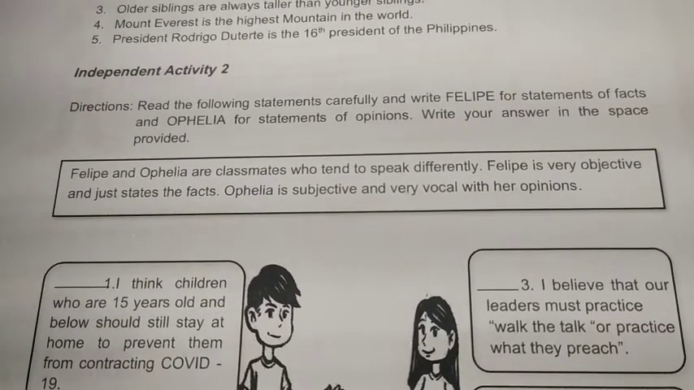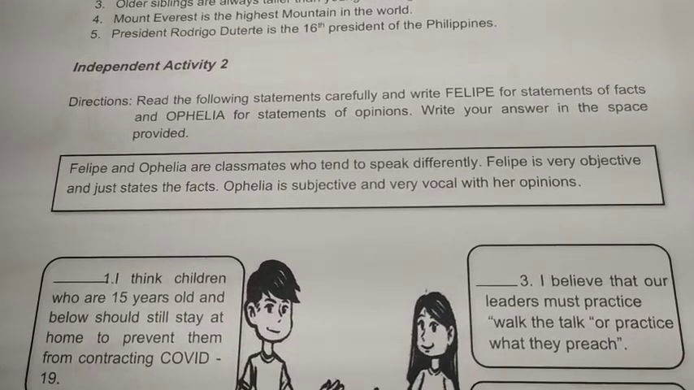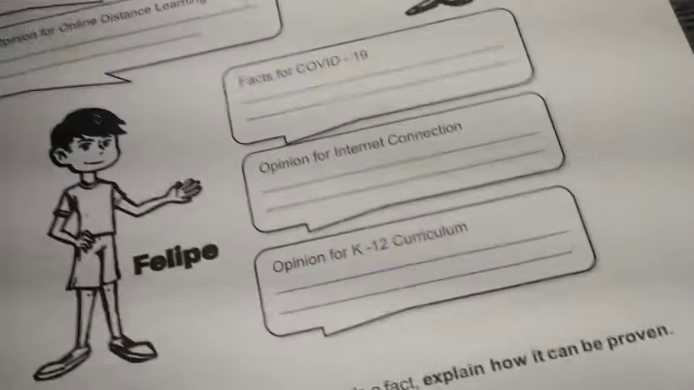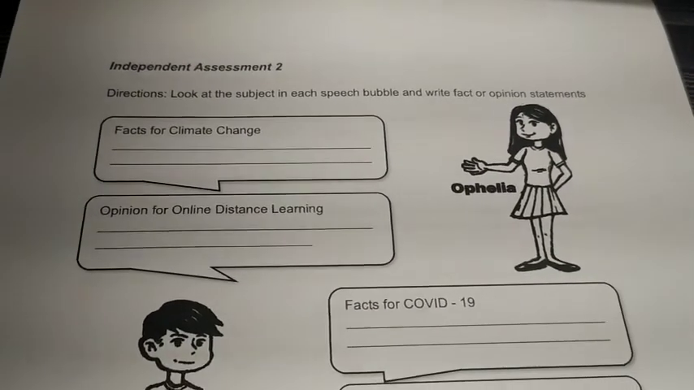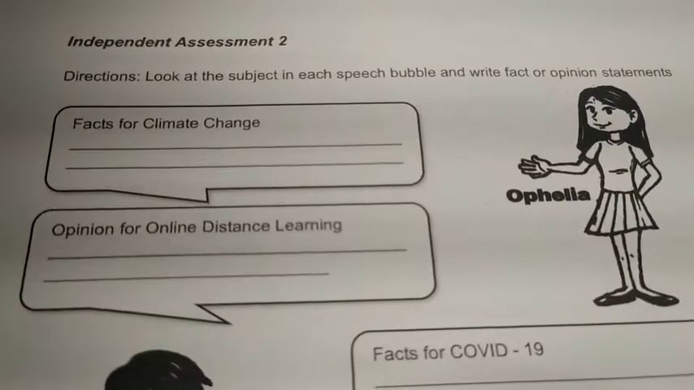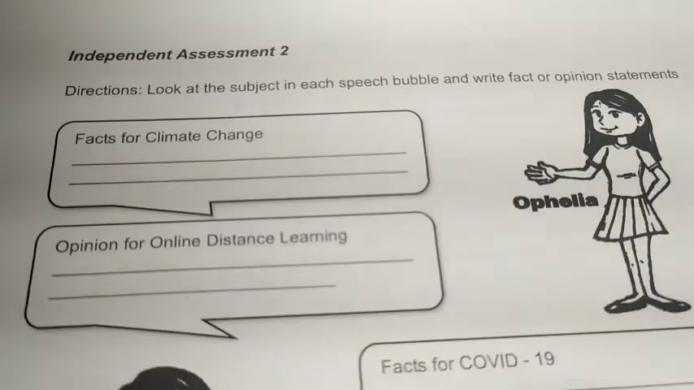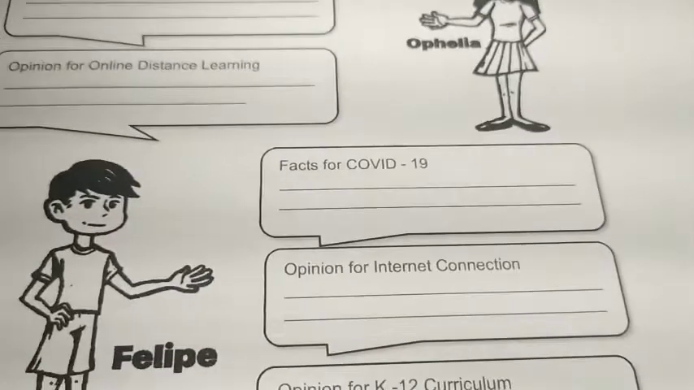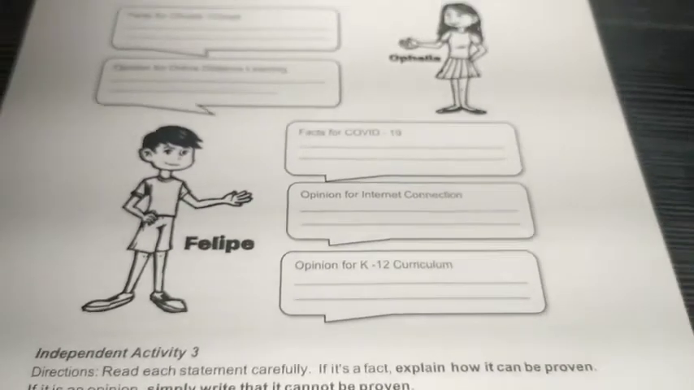Felipe is very objective, meaning for the facts only. Then Ophelia is subjective, meaning for her opinion only. So independent assessment 2, look at the subject in each speech bubble, then write fact or opinion statements. So facts for climate change, you will cite facts. Then opinion, your own belief about online distance learning. Then facts for COVID-19, opinion for internet, opinion for K-12 curriculum.